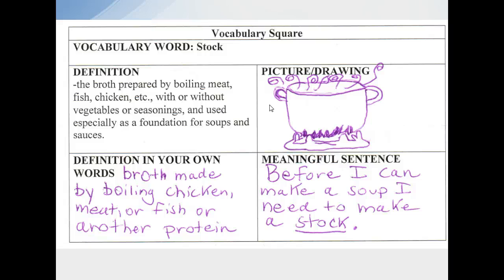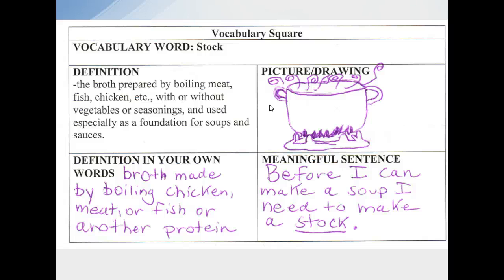So since that definition is so long, my next square had them put a definition in their own words: broth made by boiling chicken, meat, or fish, or another protein. So that's a much simpler definition, and the student's probably more likely to remember that when they come across the word stock. There was also a picture or drawing, especially for those students that are really visual learners.